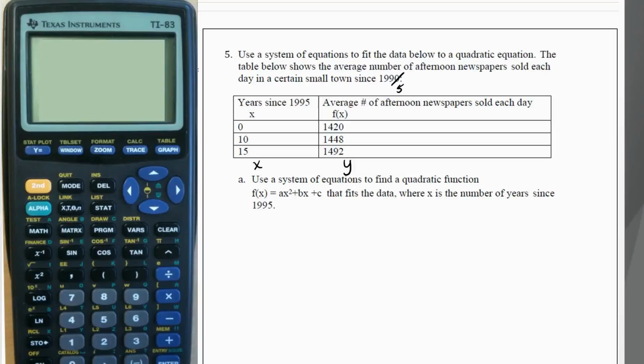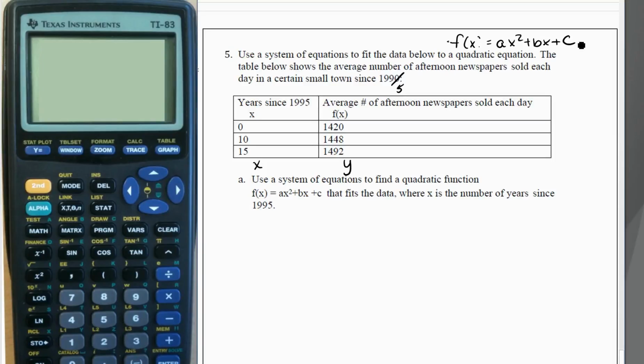Okay, we're going to do one more application here. It says use a system of equations to fit the data below to a quadratic equation. So we want something that looks like f of x equals ax squared plus bx plus c.